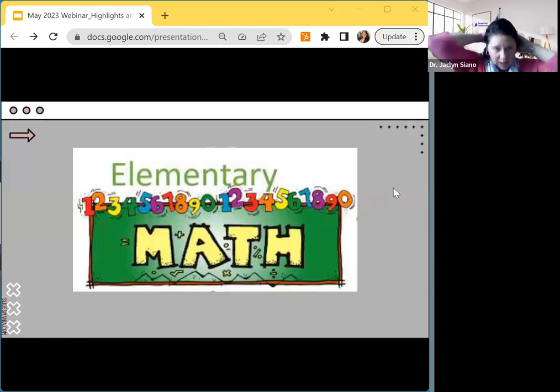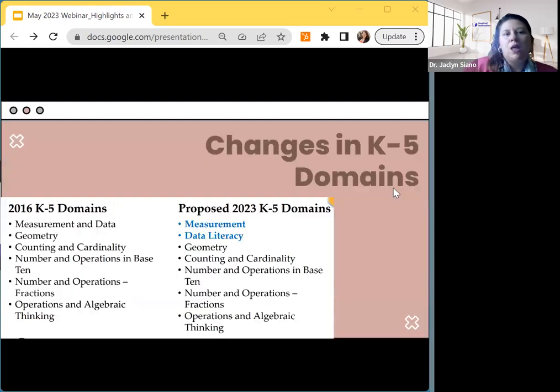All right, so let's talk about elementary math first and the changes in the K through 5 domains. The only big shift was instead of having measurement and data like we had before, they've split it into 2 sections. So measurement and data used to be one, now it is measurement and data literacy.